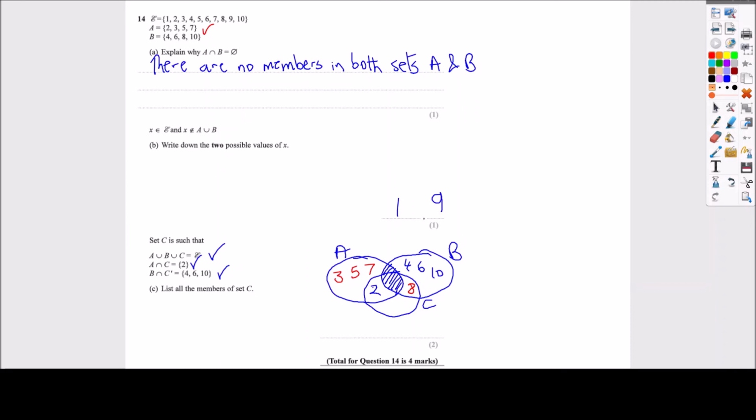Now, all the numbers from 1 to 10 are somewhere here. So 1 and 9 must be in that part here. So to answer the question, list all the members that are in C. So the C rugby ball, that's the 1, 2, 8, and the 9.